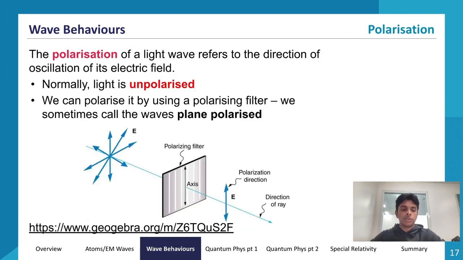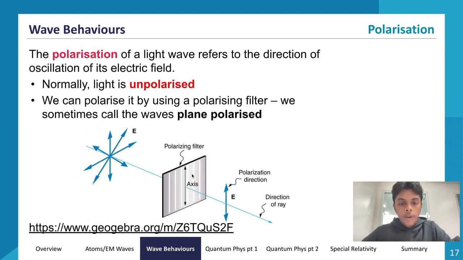So yeah, now let's go through polarization. The polarization of light refers to the direction of oscillation of its electric field. If we look at this light over here, the light is unpolarized, so it is oscillating in every possible direction, in infinite directions. So this is unpolarized light.